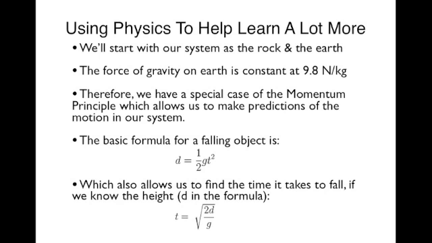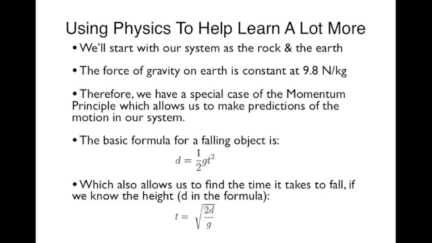We'll start with our system as the rock and the earth. The force of gravity on Earth is a constant at 9.8 newtons per kilogram. Therefore, we can use a special case of the momentum principle with a constant force, which allows us to make predictions of the motion in our system.